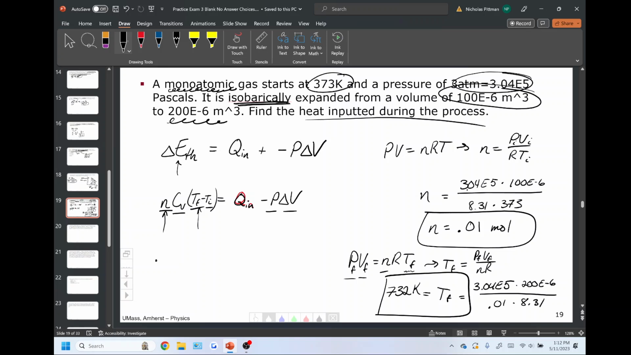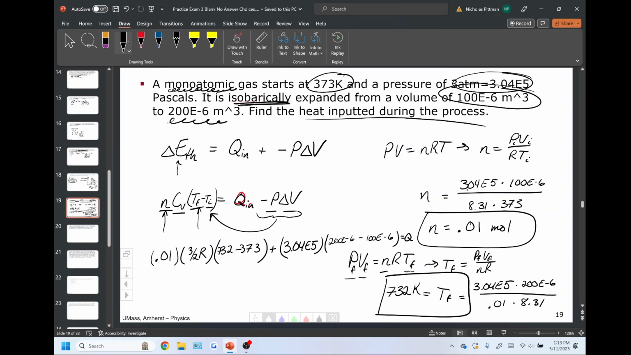Okay, so I have 0.01 for N. Monatomic ideal gas is 3 halves R as its CV. T final, 732, I just found. T initial was 373. I'm going to move P delta V over to this side, so my expression is equal to Q. Pressure is 3.04 E5. V final is 200 E minus 6. V initial was 100 E minus 6. Okay, and this is equal to Q.